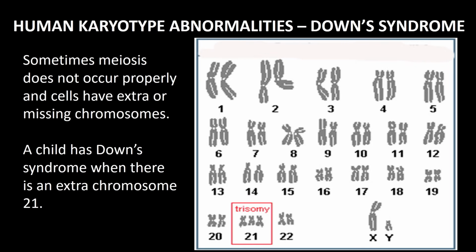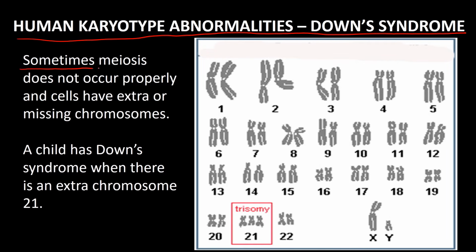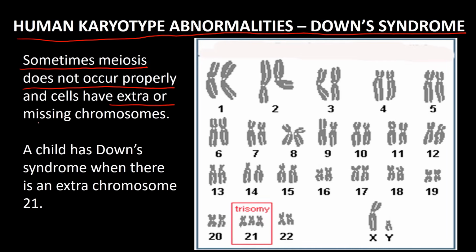What sometimes happens is that people don't have the right number of chromosomes. So sometimes there are abnormalities in the chromosomes. Let's have a look at one very, very common example and what can go wrong. Why does this happen? Basically, it is if meiosis does not occur properly. And when we look at the detail of meiosis, we will look at exactly why. This leads to cells having extra or missing chromosomes.